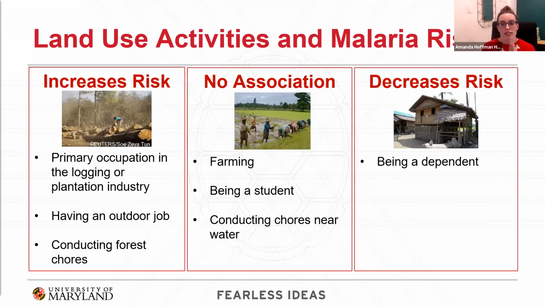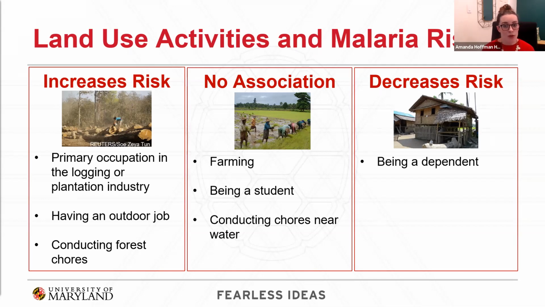So what I found that increased the likelihood of an individual having malaria were 3 factors. Firstly, if the respondent reported that their primary occupation was in the logging or plantation industry, they were more likely to have malaria. Not really a big surprise there. If they had any sort of outdoor job, that also increased their likelihood of malaria. And also if they engaged in forest chores, which includes activities like hunting or collecting firewood.